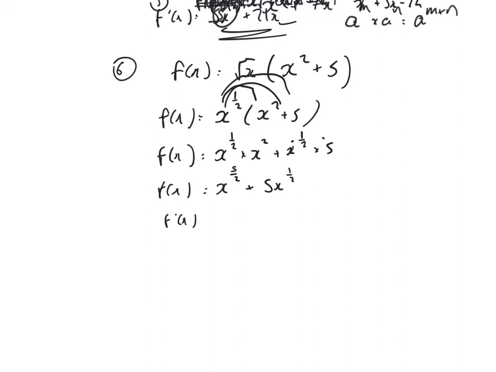Now differentiate: bring the power down, multiply, take 1 away from the power. And that's going to be 5 halves x to the 5 over 2 take away 1, which is 5 over 2 take away 2 over 2, that's 3 over 2. And then a half times 5 is 5 halves again. And then it's 1/2 take away 1, 1/2 take away 2 halves, which is minus 1/2, final answer.